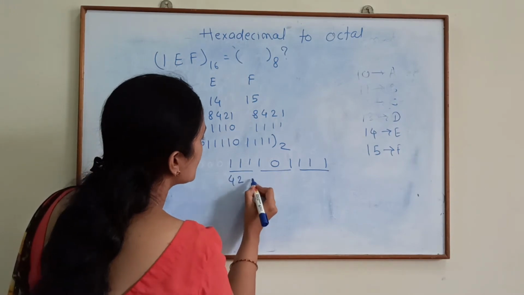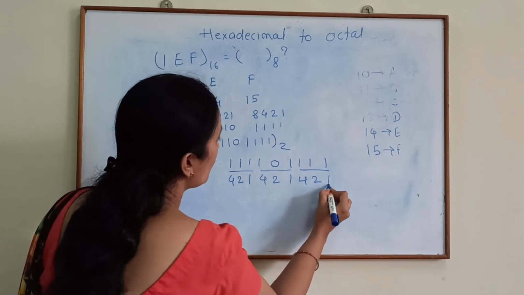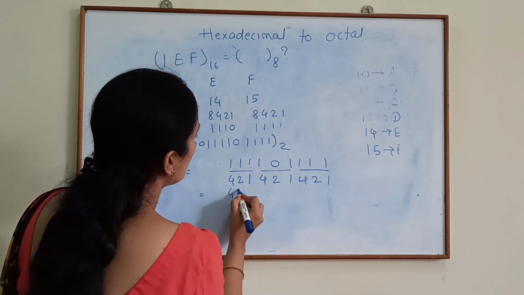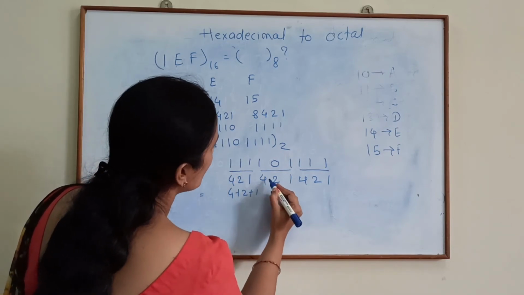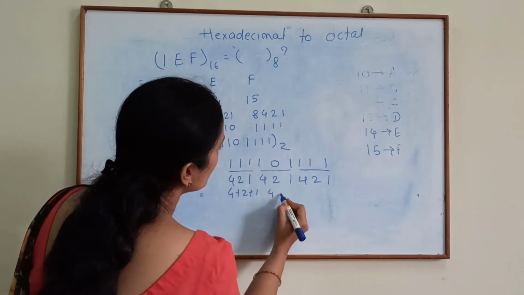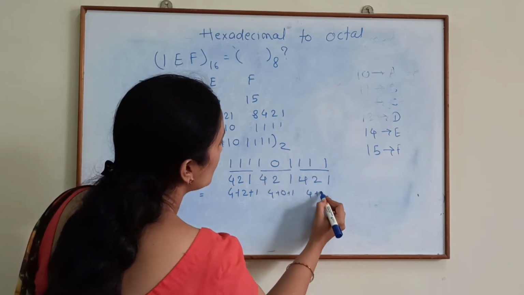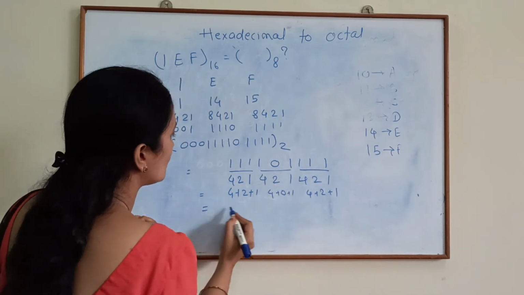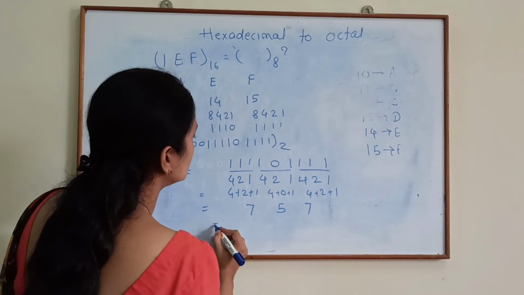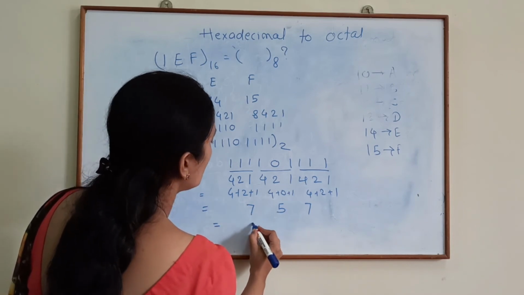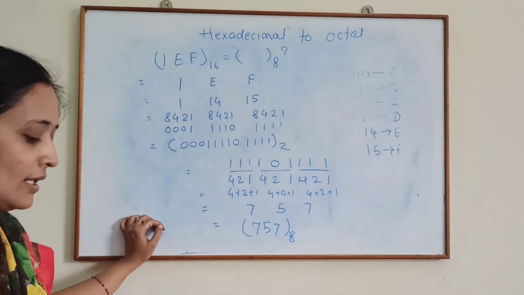Multiply with weights. Weights mean 4, 2, 1, 4, 2, 1, 4, 2, 1. Therefore, 4 plus 2 plus 1. 4 into 1, 2 into 1, 1 into 1. Here 4 into 1, 4, 2 into 0, 0, 1 into 1, 1. 4 into 1, 4, 2 into 1, 2, 1 into 1, 1. 7, 5, 7. Therefore, the answer is 757. This is the octal equivalent of 1EF.